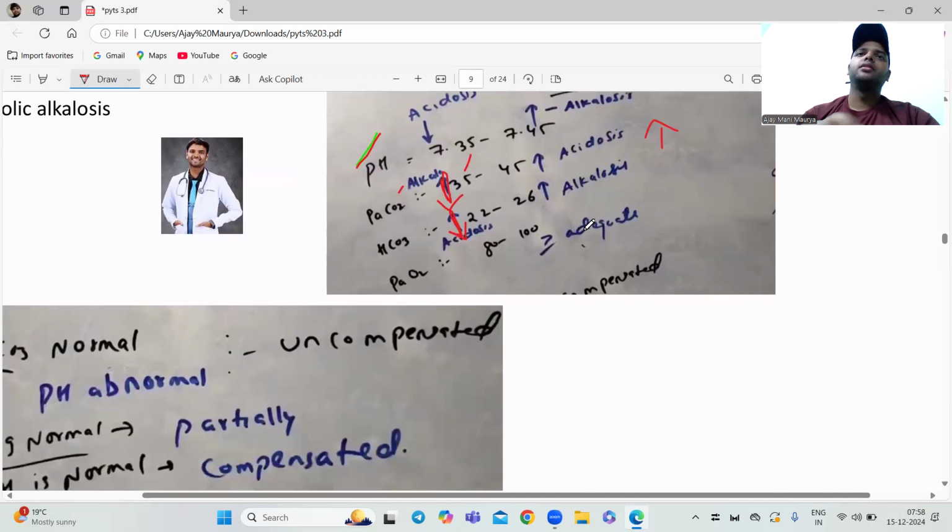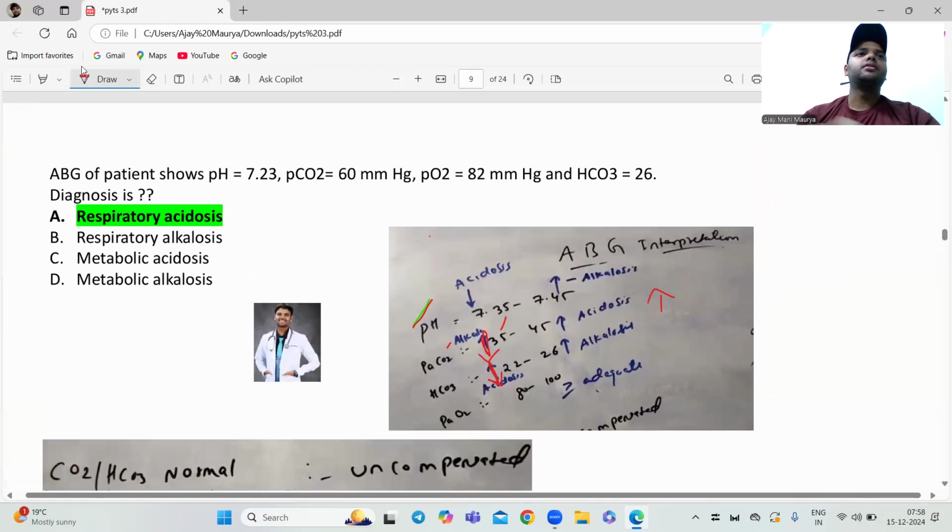Then please try to interpret this one. ABG shows the pH is how much? 7.23. It is less than 7.35, so it is acidosis. HCO3, is it normal? PCO2 is more, which means it is respiratory. And HCO3 is also normal. So it is respiratory acidosis.